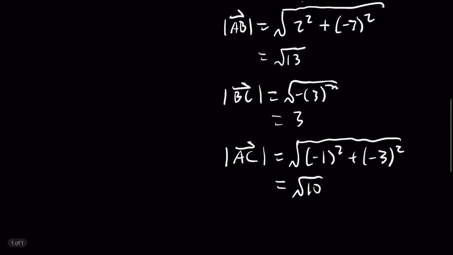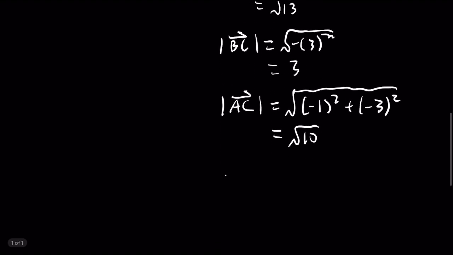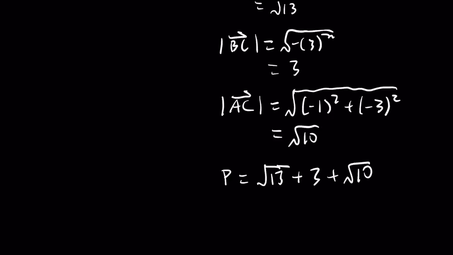So now to find the perimeter, we simply add up the 3 lengths of each side, and this will give us square root 13 plus 3 plus square root 10. And this will be the perimeter of the triangle.